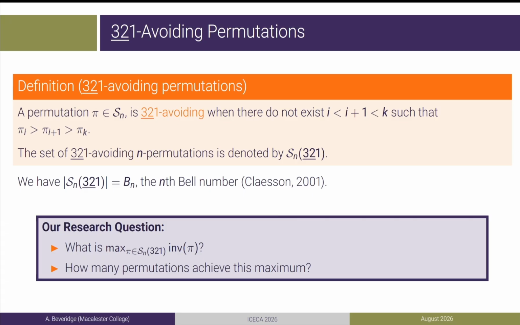This brings us to vincular patterns. Rather than looking at 3-2-1 avoidance, let's look at 3-2-1 avoidance with the first two entries adjacent. In this case, the first two entries in the forbidden sequence must be adjacent to one another. Claesson proved that the family of these avoiding permutations are enumerated by the Bell numbers. And the goal of this video is to resolve the following question. What is the maximum inversion number for these avoiding permutations? And how many permutations achieve this maximum?